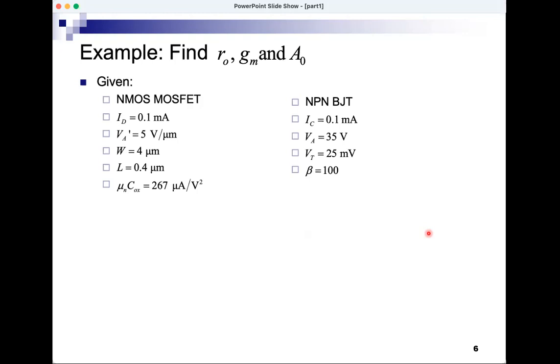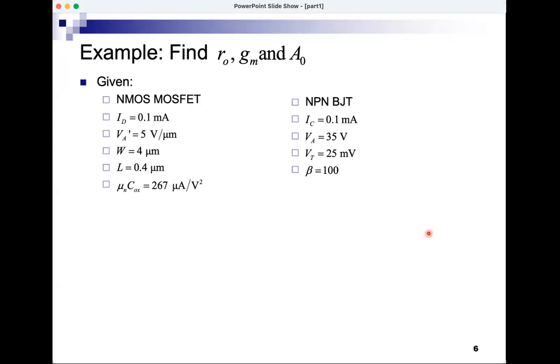Notice the micrometer dimensions. We remember that this is a course about microelectronics, so all the devices are very, very small. The BJT is also biased at 0.1 milliampere in the collector. VA is 35 volt, VT is its default value of 25 millivolt, and beta is 100. So what would be, in this case, RO, GM, and A0? I want to know the value of the small signal parameters and the intrinsic gain.